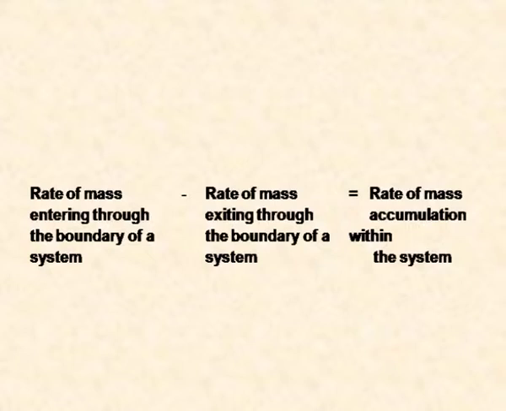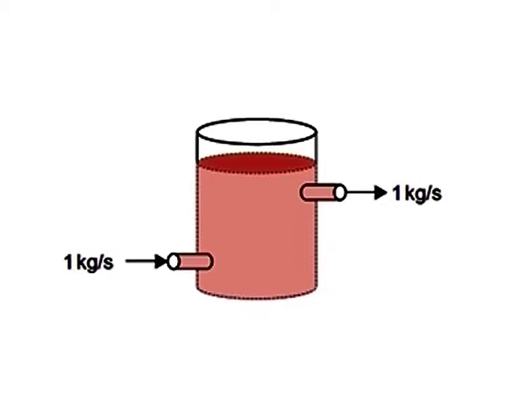The conservation of mass principle is given by the following equation: rate of mass entering through the boundary of a system minus rate of mass exiting through the boundary of a system is equal to the rate of mass accumulated within the system. Let us see the figure. If the rate of mass accumulation within a system is 0, then the rate of mass entering must equal the rate of mass leaving the system.